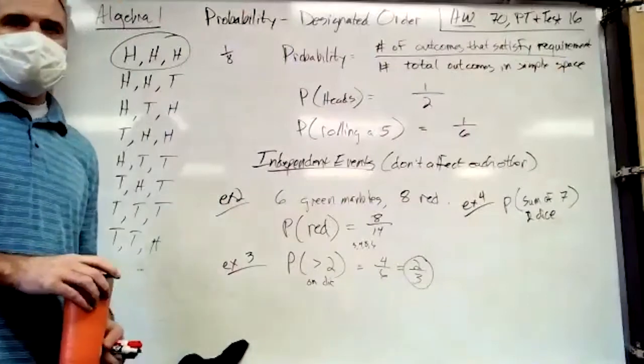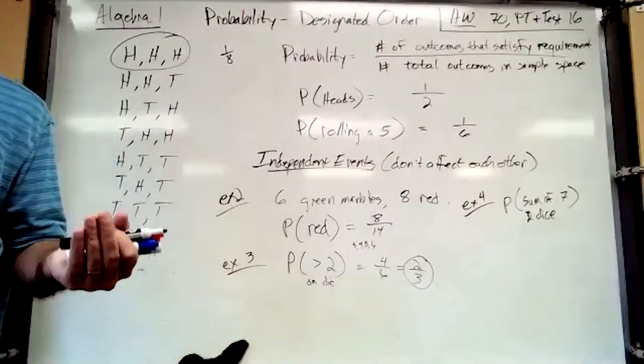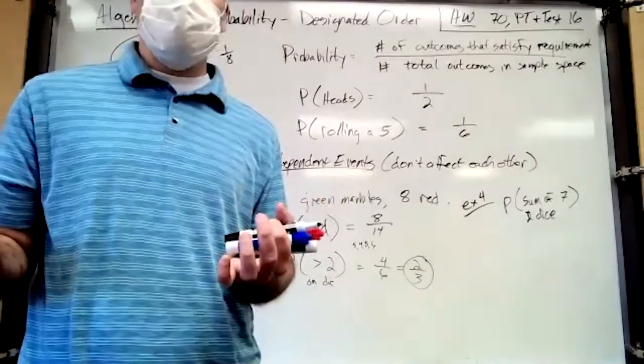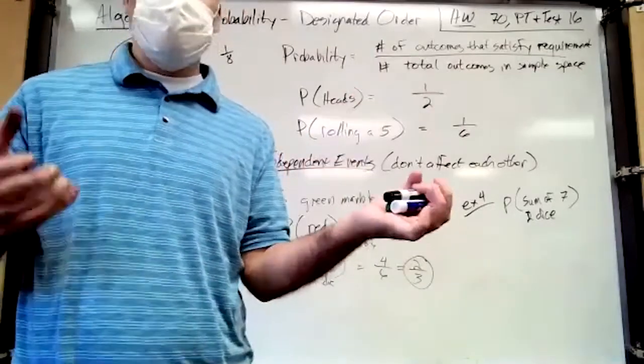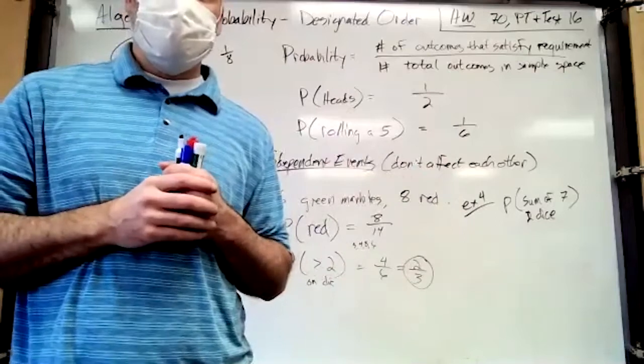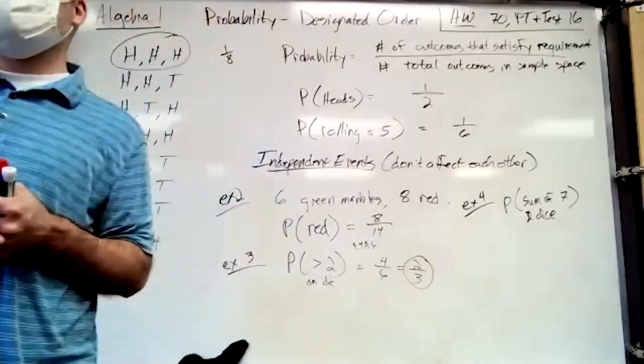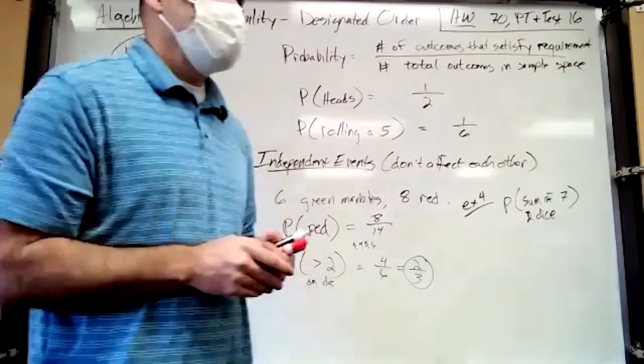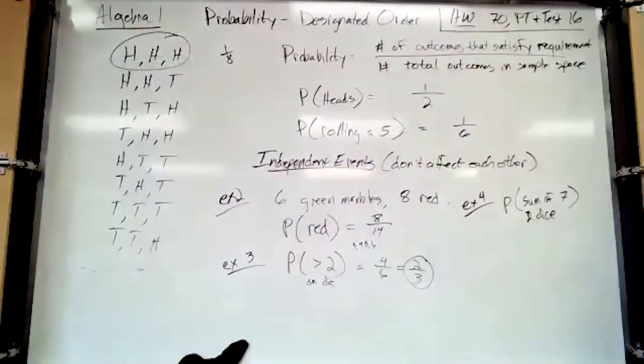Wait, what do you mean sum of 7? Well, what's an example of rolling 2 dice and getting a sum of 7? Like you have 3 on one, 4 on the other. Oh. Okay, so this is going to take some thinking. So what's the probability of rolling 2 dice and getting a sum of 7?